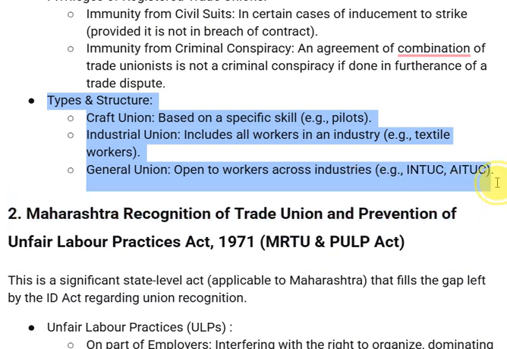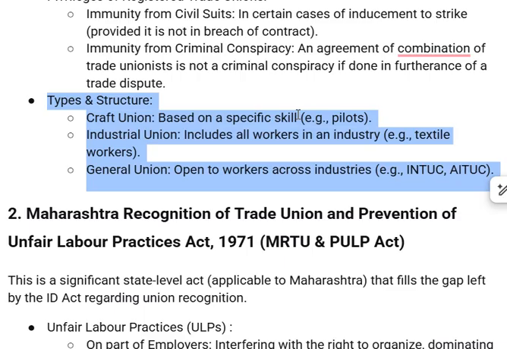There are various types of trade unions as per the law. Craft union. Craft union is based on a specific skill. For example, if pilots agree and form a trade union, that is called a craft union of the pilots. If workers of a particular skill gather and form a trade union, that is called a craft union.